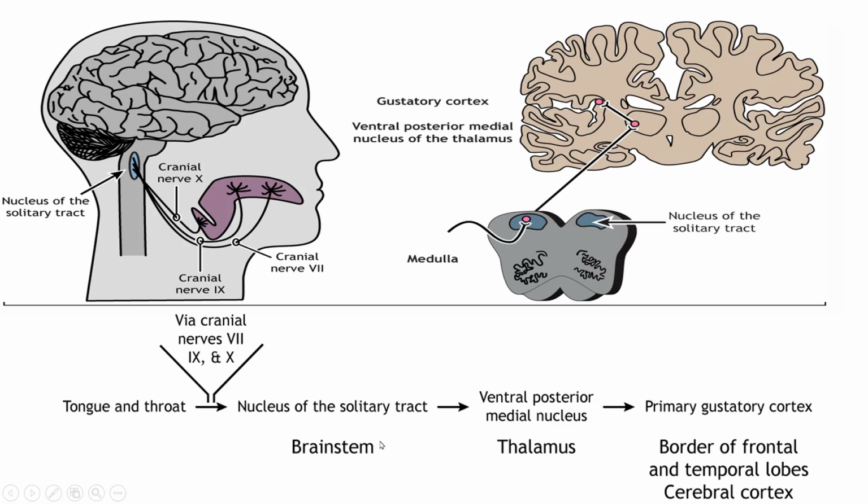This is the ventral posterior medial nucleus, which is located in the thalamus, and from the thalamus signals are then sent to the primary gustatory cortex, which is at the border of the frontal and temporal lobes of the cerebral cortex. This is the frontal lobe and this is the temporal lobe, and it makes a border between these two lobes. So this was the sensation and its pathway.